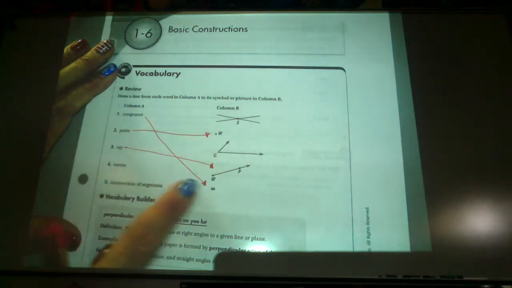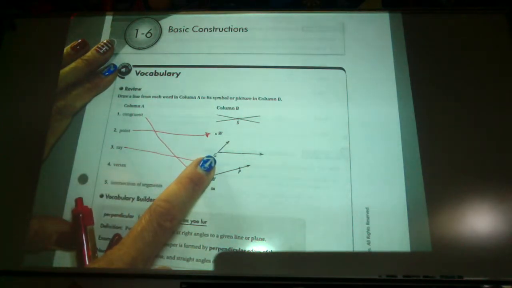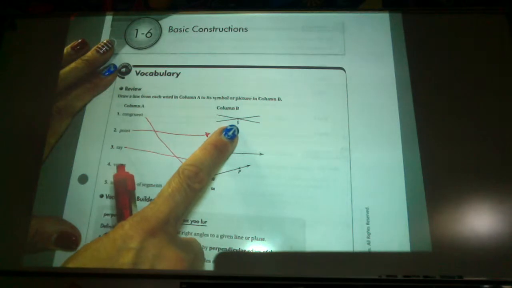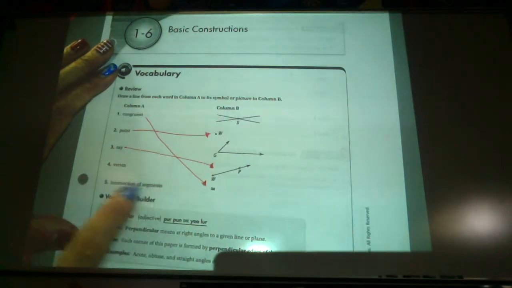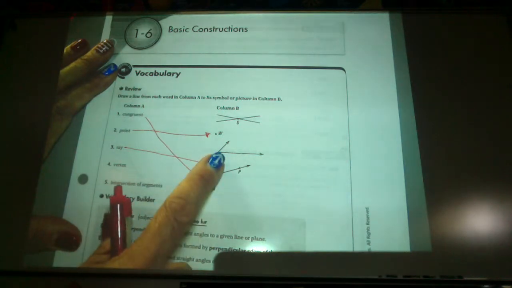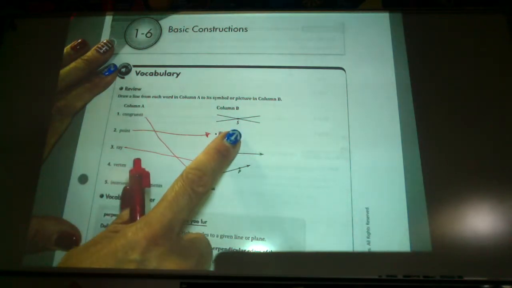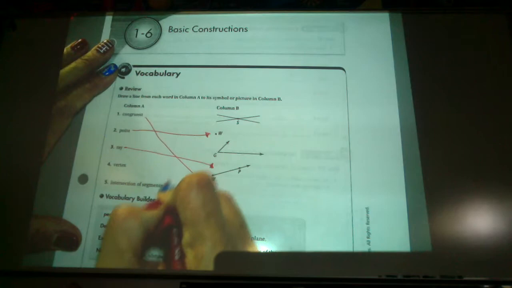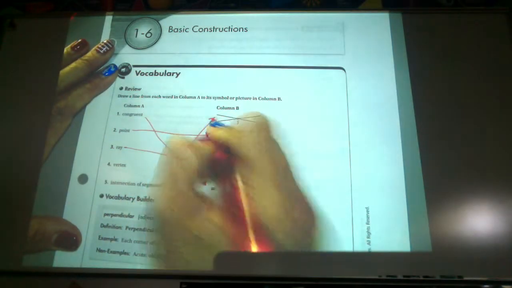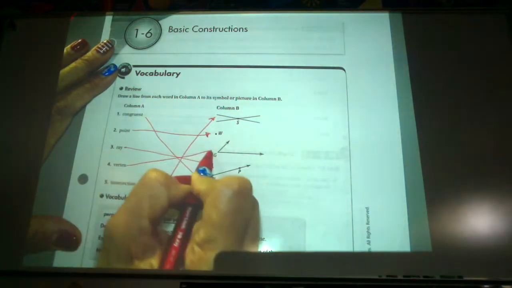The vertex, well, this is showing just the vertex of that angle. And then that looks like a vertex of 4 angles. But if you look at number 5, it wants the intersection of segments. Well, that quite obviously is not the intersection of segments, that is. So based upon process of elimination, this has to go to 5, and this has to be the vertex.